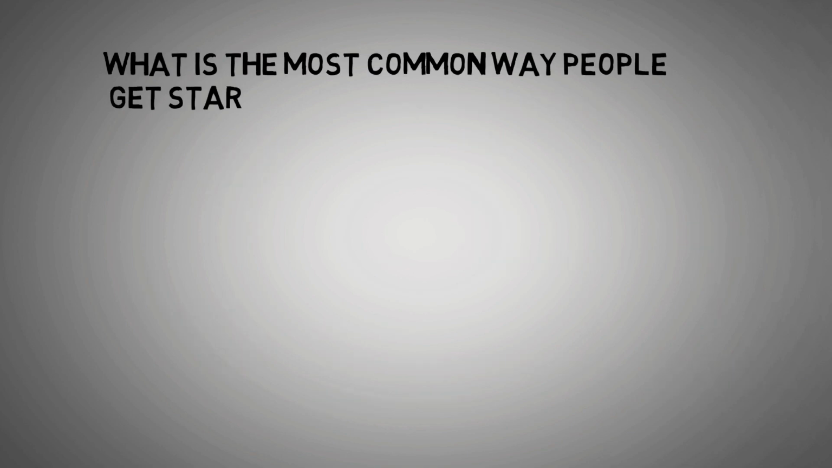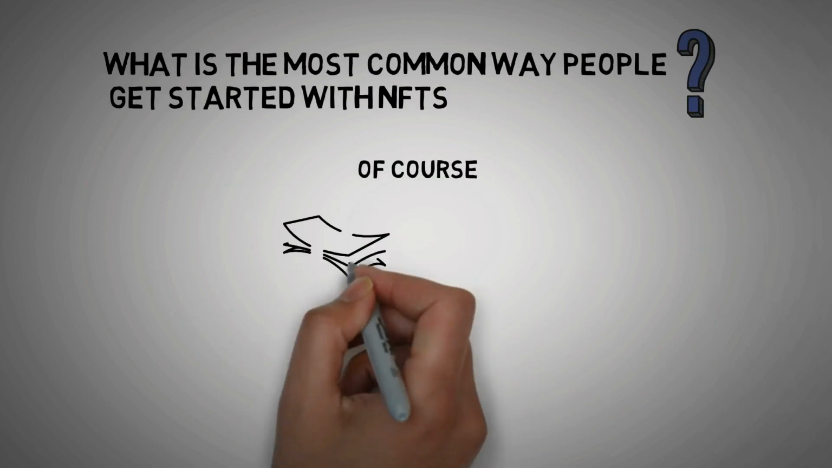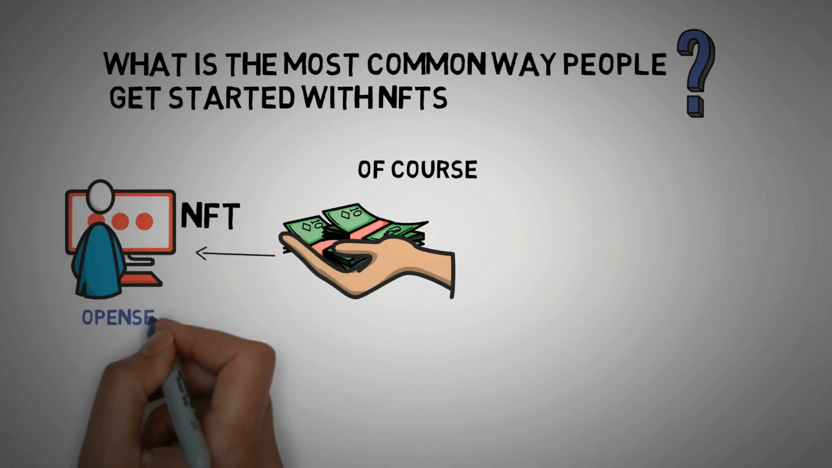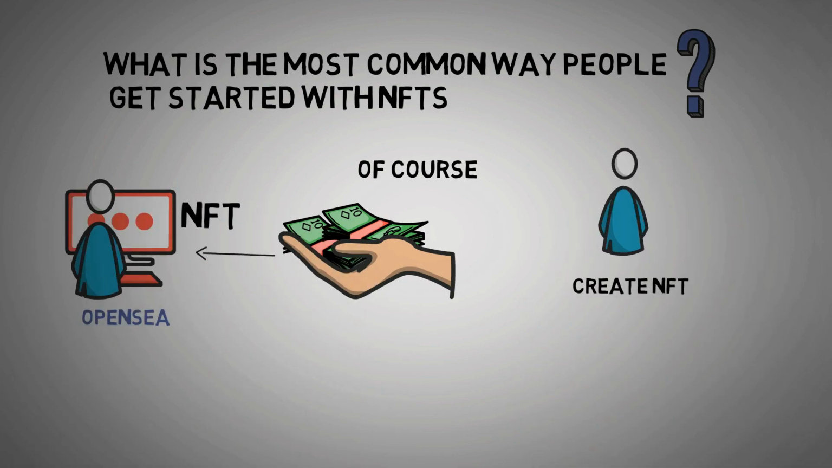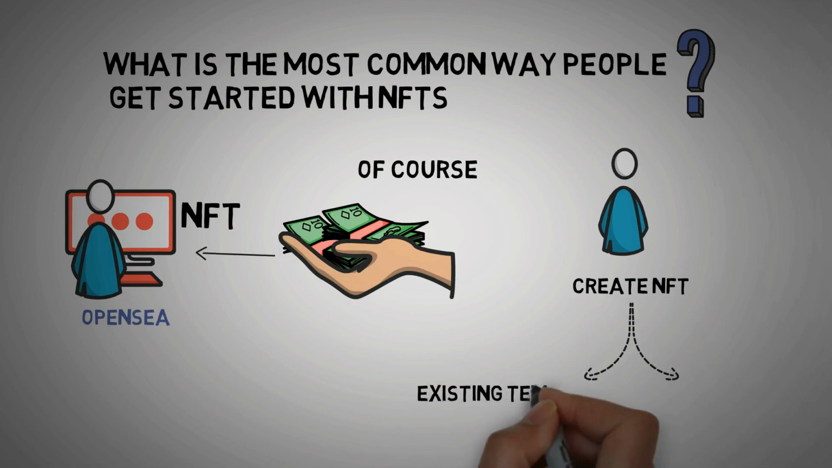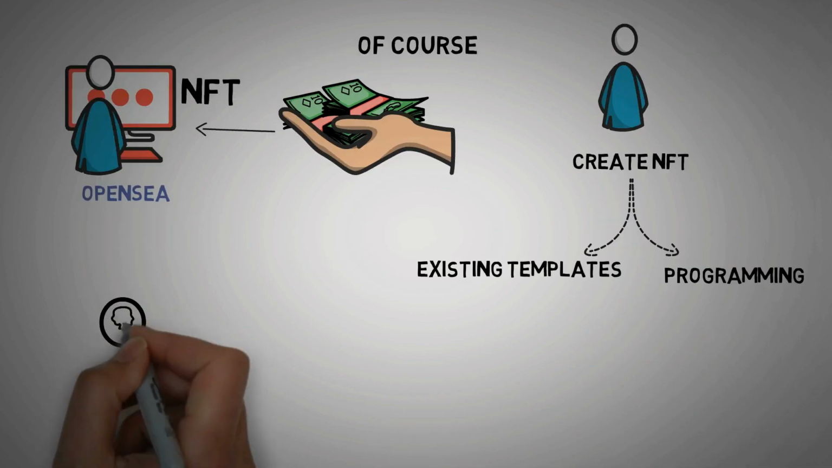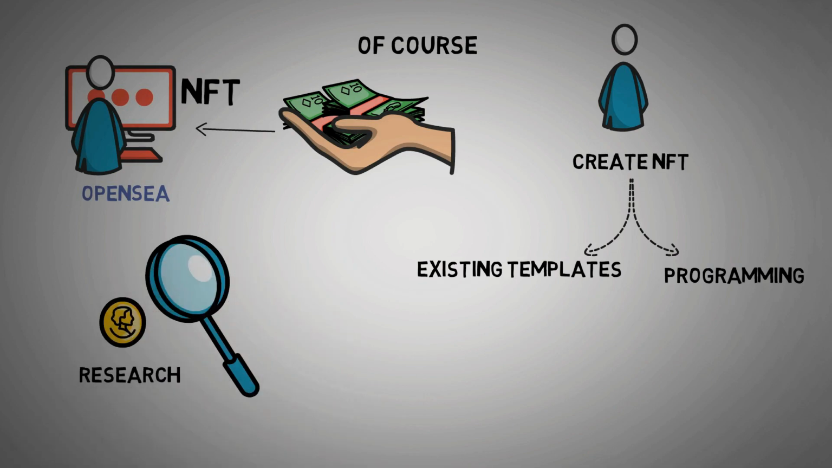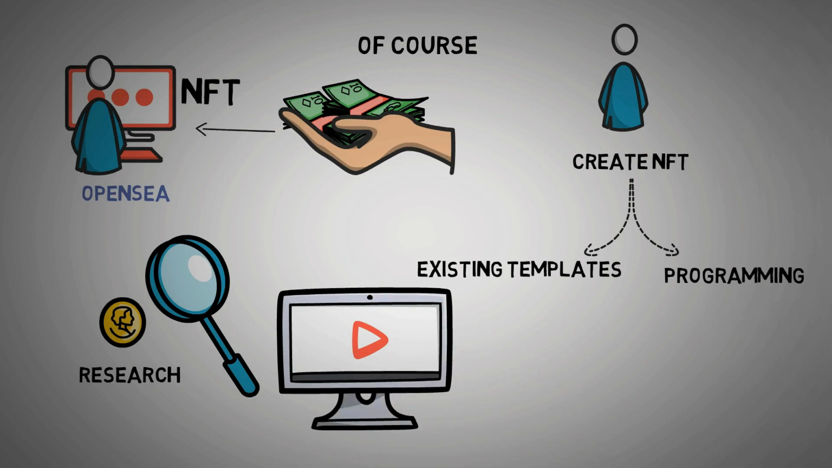What is the most common way people get started with NFT? Of course, you can buy NFT from other users on sites such as OpenSea. However, newbies may likely want to try out the process of creating their own NFT by using existing templates or programming their own. If you are more of a DIYer, you could try creating your token by doing some research. As mentioned, there are several tutorials available online on how to program your own NFT.